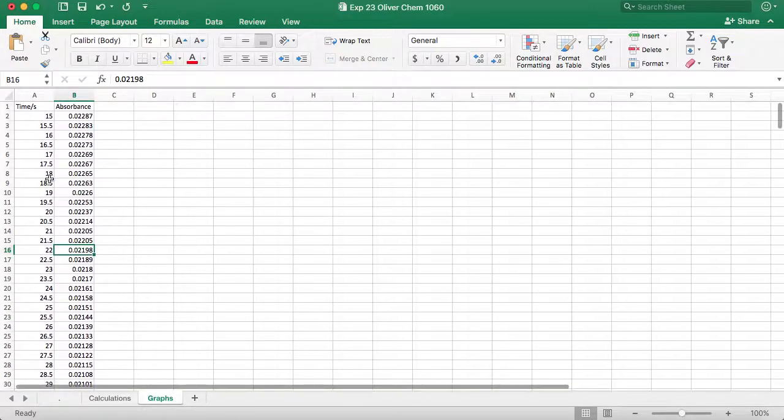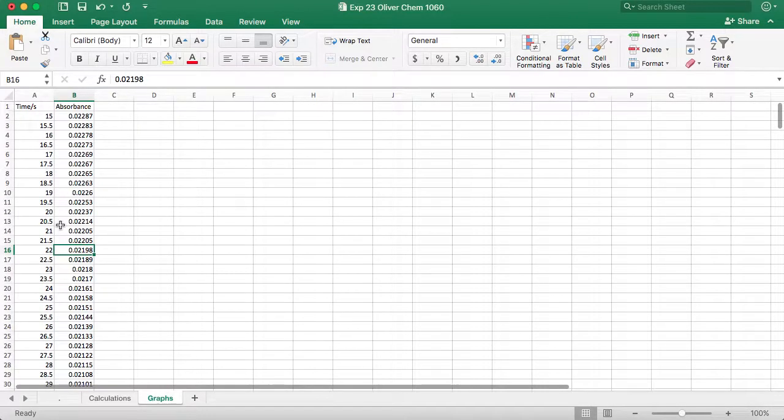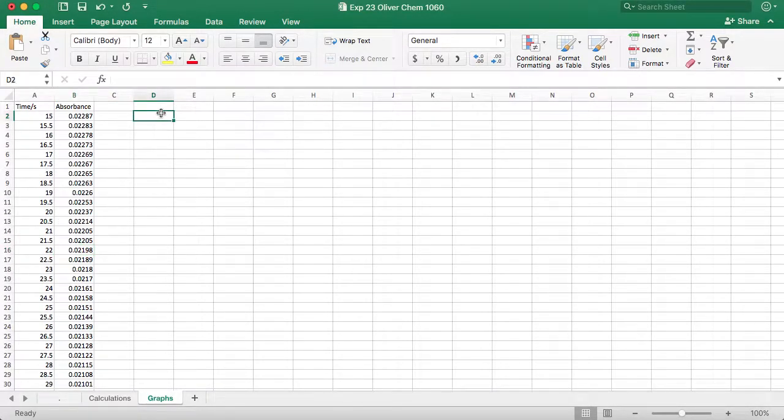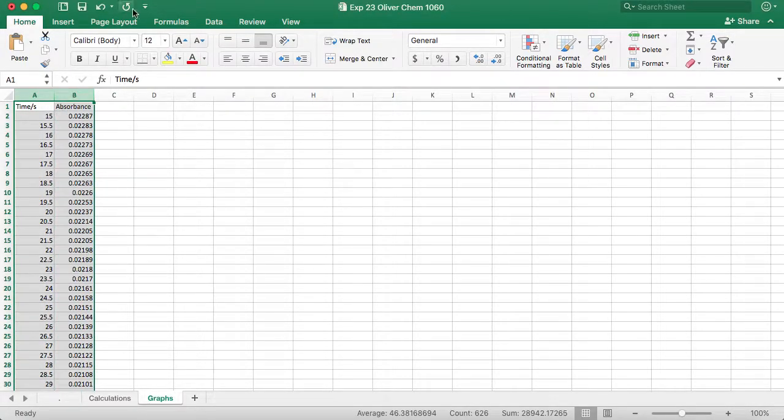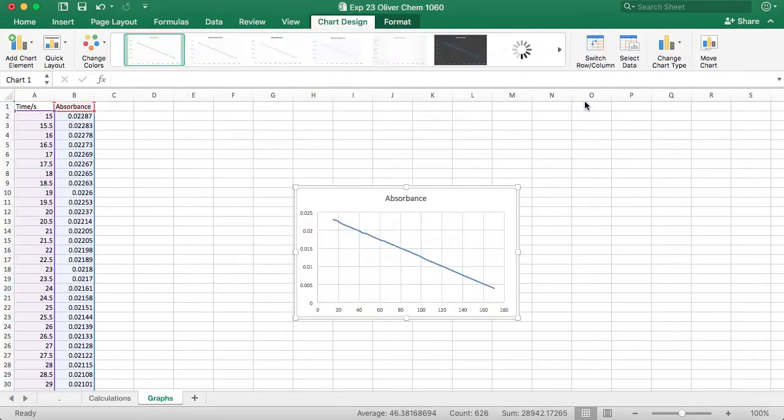So this is my data from 2012. So it's a little different than yours maybe, but here I go. So time versus absorbance. We got to figure out, we got to prove our order here. So we're going to first be graphing time versus absorbance, and I can just do that right off the bat by grabbing those two columns and inserting a graph.